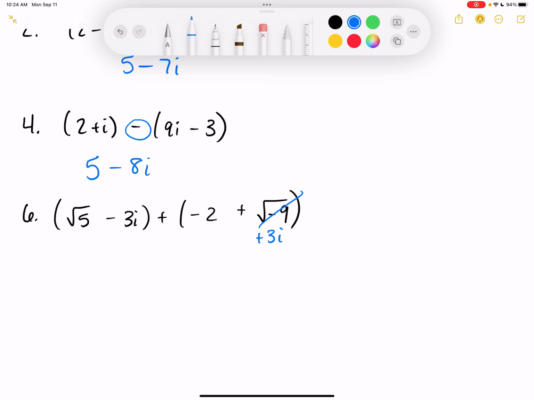So now when we go to combine our like terms, square root of 5 plus negative 2. So that's going to be, I'm going to write it this way, negative 2 plus the square root of 5. And then I've got negative 3i plus 3i. So that's just going to be 0. So my answer is just going to be this negative 2 plus the square root of 5.